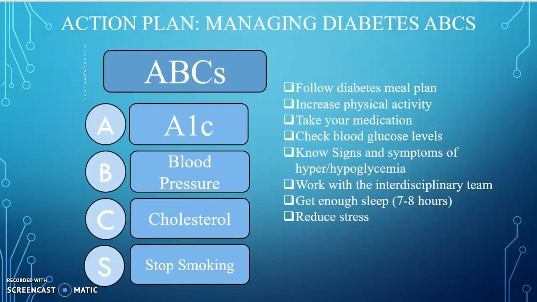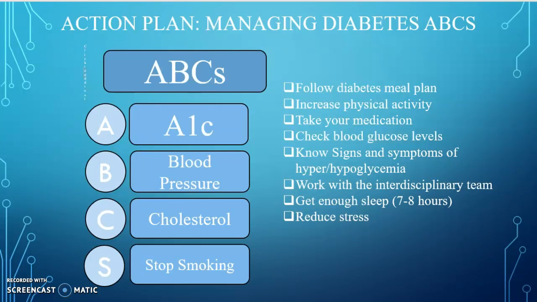We will now begin to review the action plan, which is the main focus of this presentation. Diabetes can be managed by using the diabetes ABCs. The A1C test shows your average blood glucose level over the past 3 months. The goal is to be less than 7%. The blood pressure goal for most people with diabetes is below 140/90.